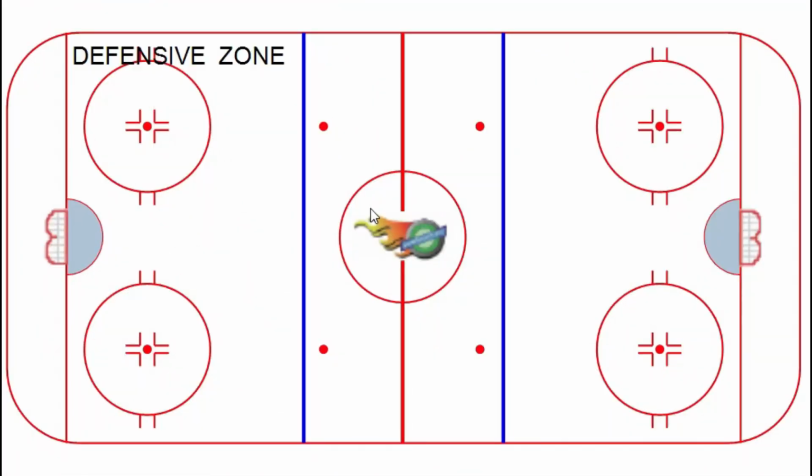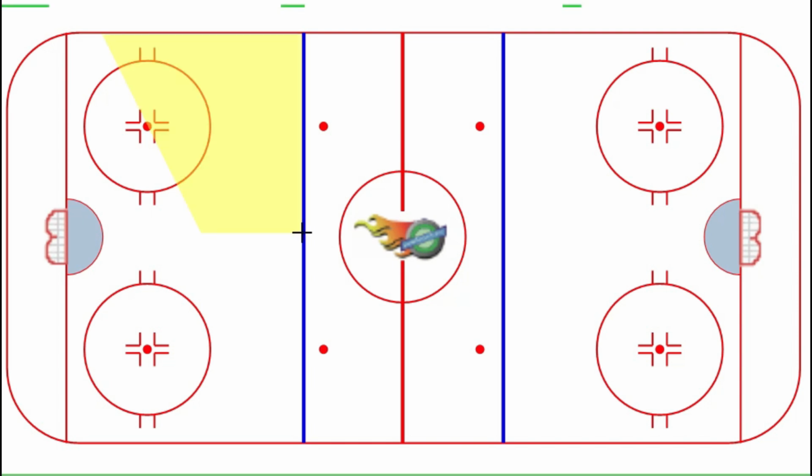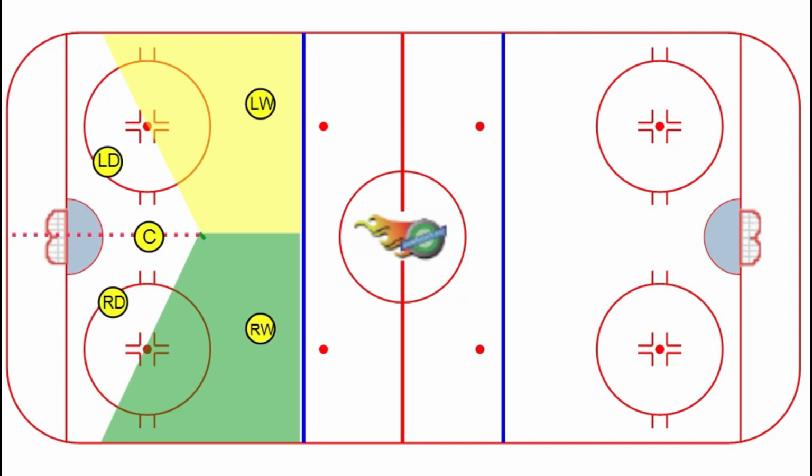Now, the defensive zone is broken up into multiple zones. Those zones are the left point coverage, the right point coverage, with a right and left defensive zone coverage, with the white area assigned for the centerman. Here you can see that I have placed each player within their respective zone. It is vitally important that each player remain within their zone.